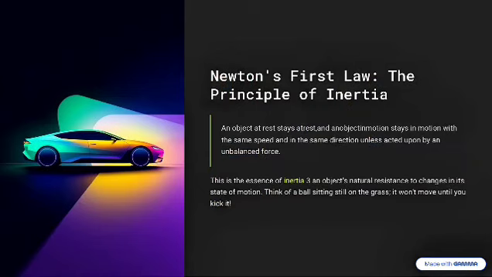An object at rest stays at rest, and an object in motion stays in motion with the same speed and in the same direction unless acted upon by an unbalanced force. This is the essence of inertia, an object's natural resistance to change in its state of motion. Think of a ball sitting still on the grass. It won't move until you kick it.